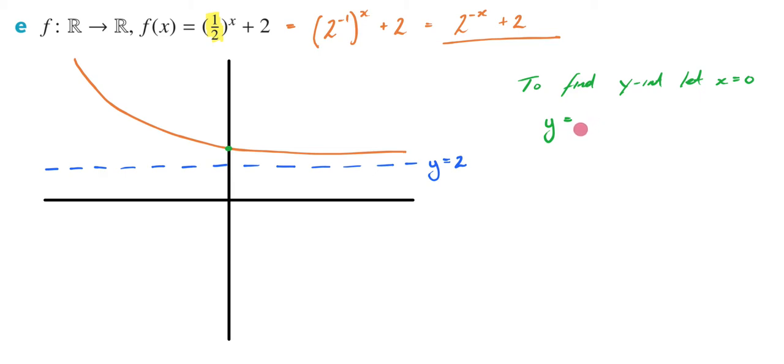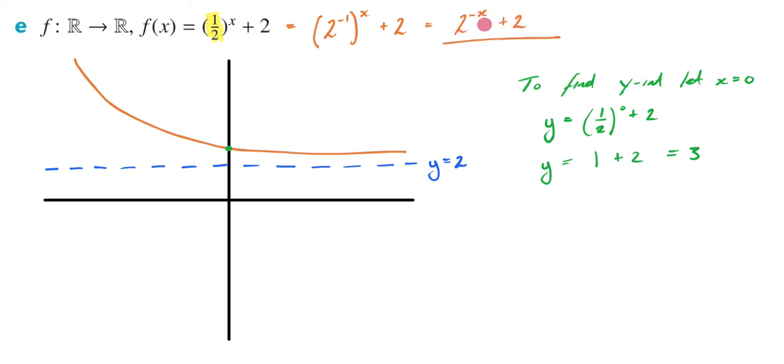Now, it really doesn't matter which one you want to use here. I could use this or I could use this. It doesn't matter, and let me show you that it doesn't matter. So I could say y equals 1/2 to the 0 plus 2. Well, anything raised to the 0 is 1, plus 2 is going to be 3.